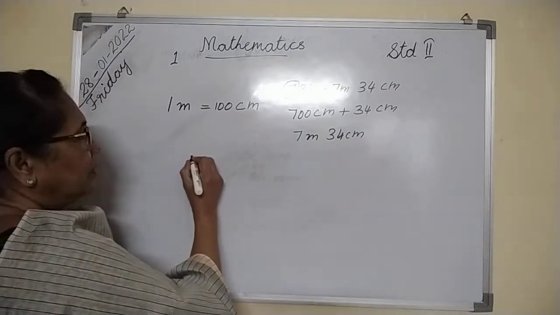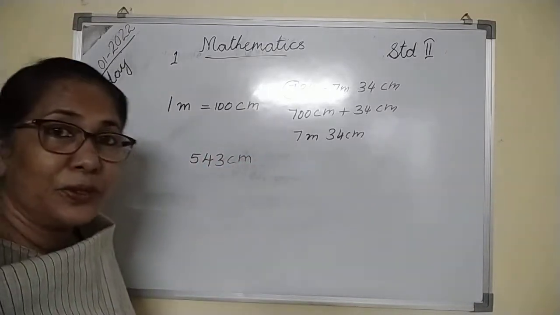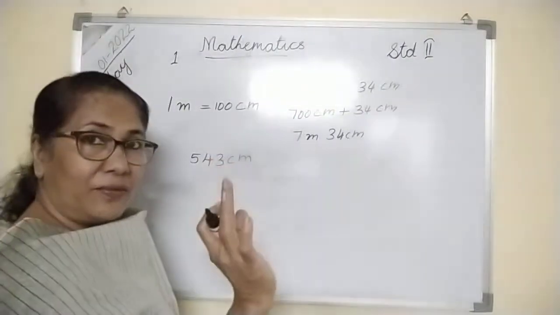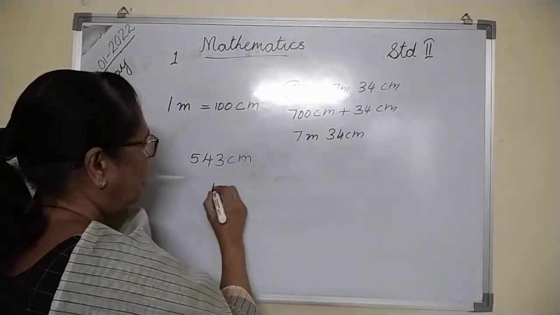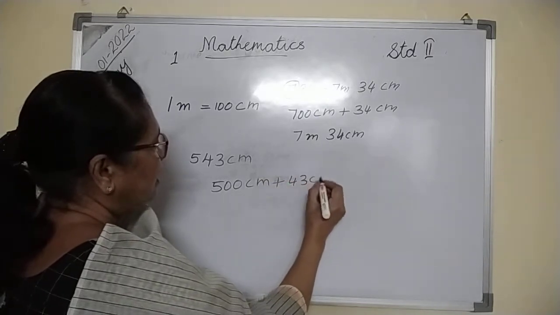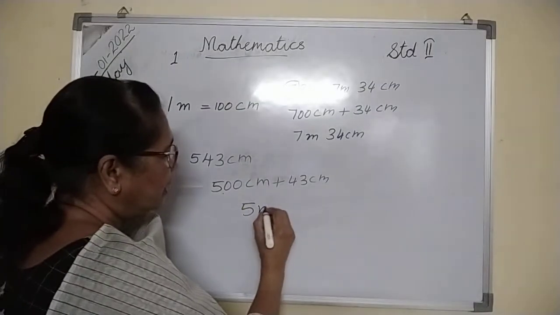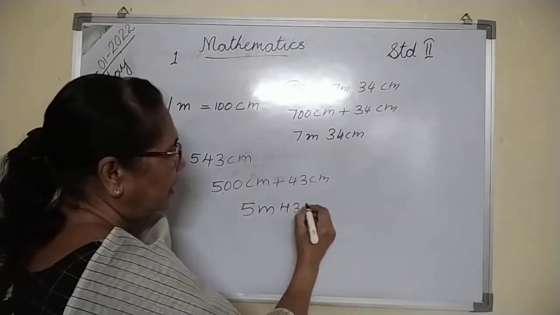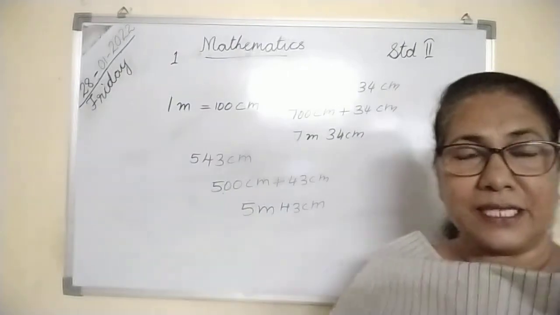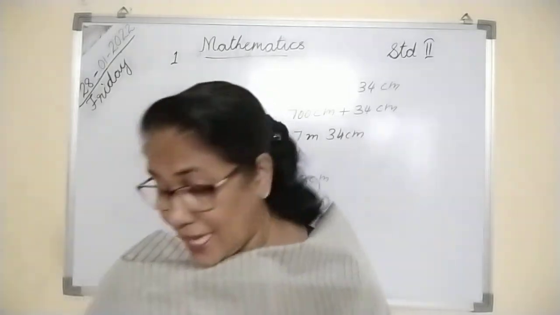Now 543 centimeters. This you have to make into meters and centimeters. So 500 centimeters is 5 meters. So what you will write here? This is 500 centimeters plus 43 centimeters. So this 500 centimeters is 5 meters. Okay? It is 5 meters and 43 centimeters. So when you convert, when you change, you will get it like this. This is meters. Okay. The other one before what we showed was centimeters.